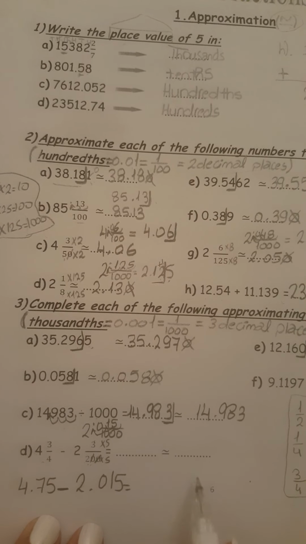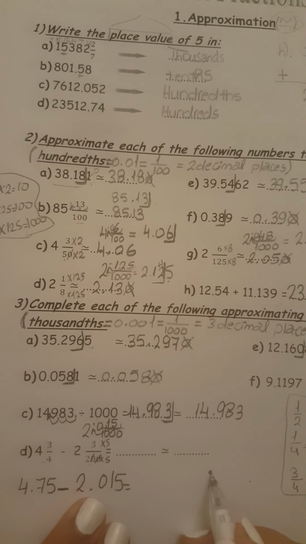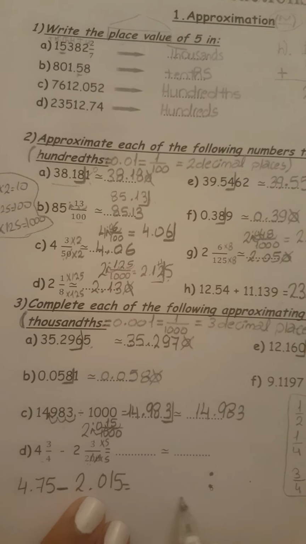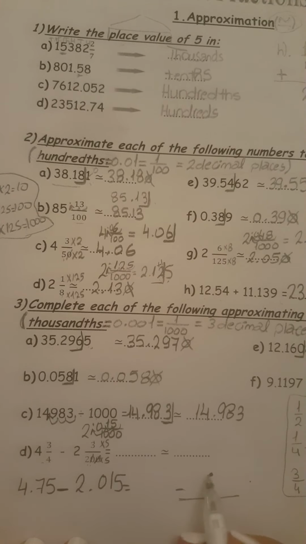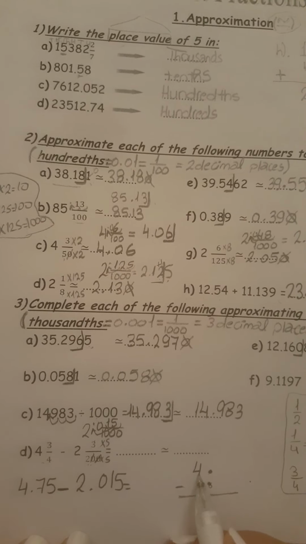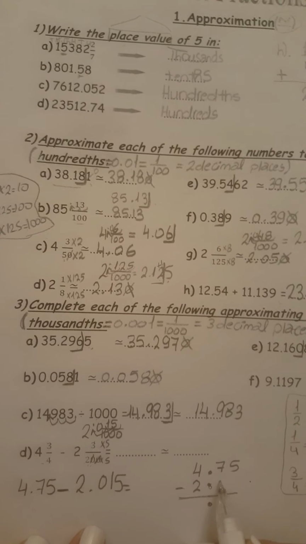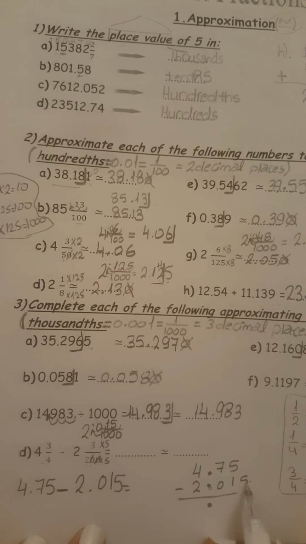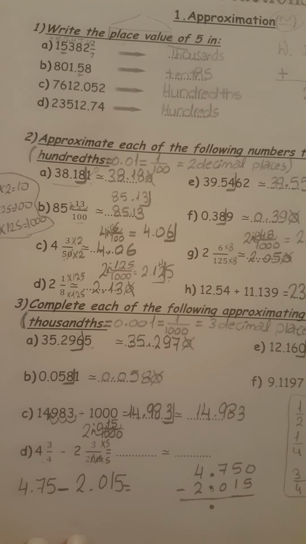Get the answer. I will do the same as what I did in the addition. I put the numbers under each other. Here, point under point and minus, and start writing the numbers. Big number minus small number. 4.75 minus 2.015, and I will do the balance and start doing the minus.